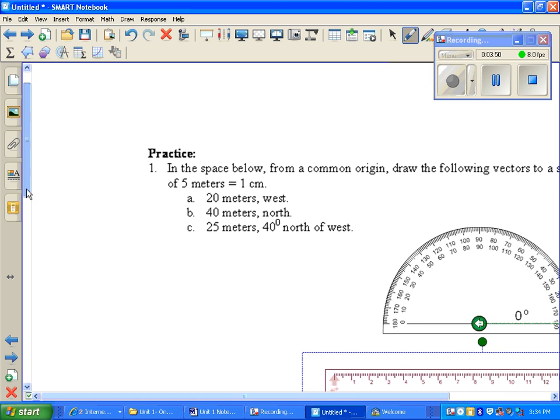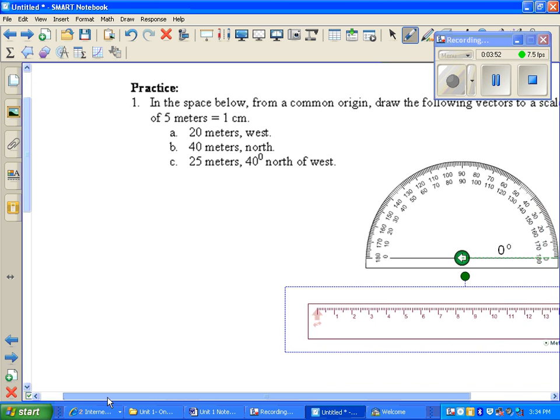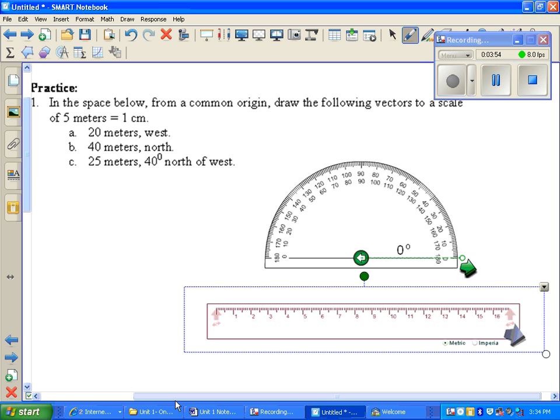Now, top of the next page. When we're doing our addition, if they're not going to meet at right angles, sometimes a scale model can help us. In order to do a scale model, we have to be able to draw our vectors to scale. So we're going to do this example. From the common origin, we're going to draw the following vectors to a scale of 5 meters equals 1 centimeter.